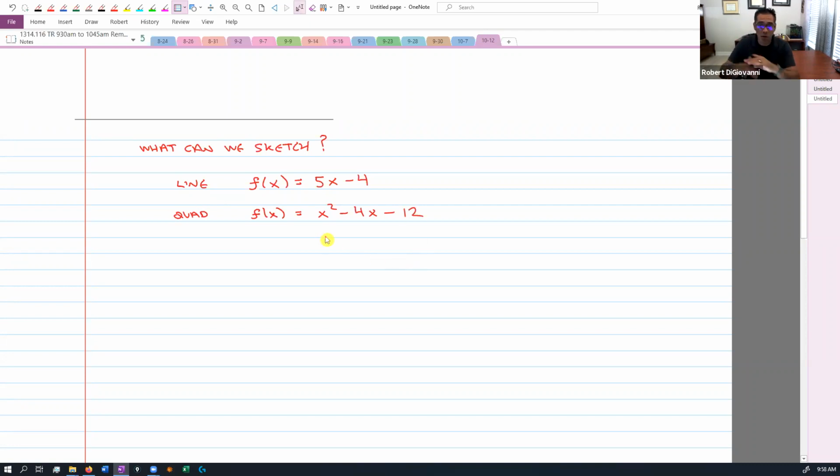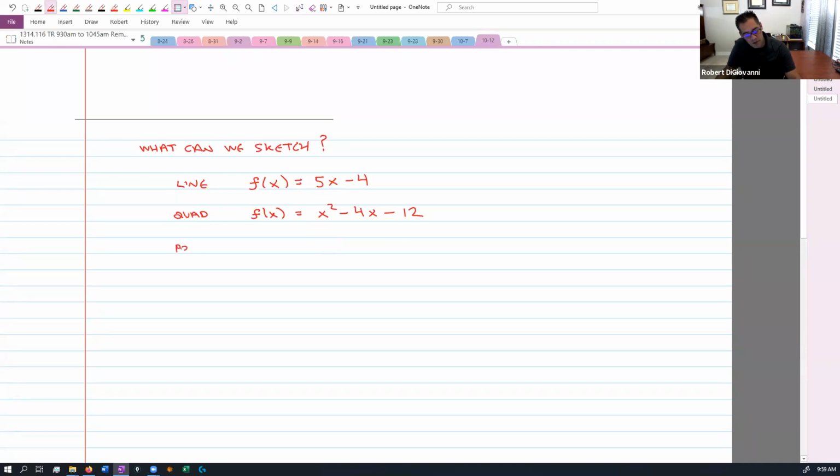And to do that, there's a whole set of steps, right? I gave you a whole set of steps for that. Does it open up or down? What's the vertex? Do a quick sketch. Go find your x-intercepts. Go find your y-intercepts. Draw your picture. So we have a whole set of steps that are completely different, right? What you do to graph a line is completely different than what you do to graph a quadratic function.